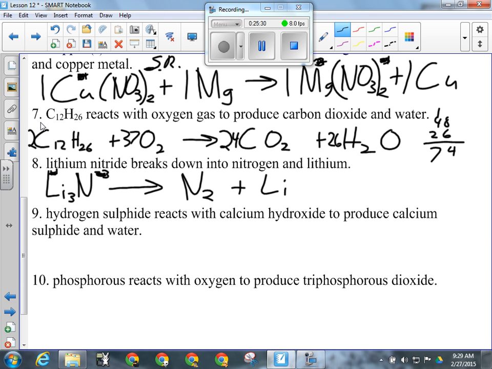So I'm going to fix my odd-even problem with the nitrogens. There's an odd number of them over here. So I'm going to put a 2 there. That gives me 6 lithium. So we're looking at 2, 1, 6 for our balancing numbers. Questions on number 8? How many people are done 9 and 10? I'll give you like 2 more minutes and then we'll go through those so we don't run out of time.